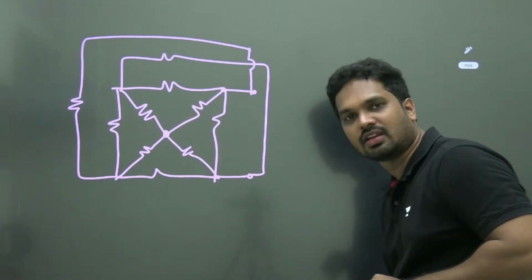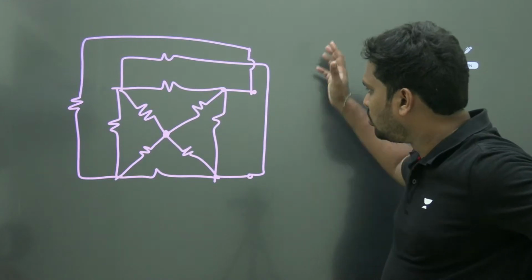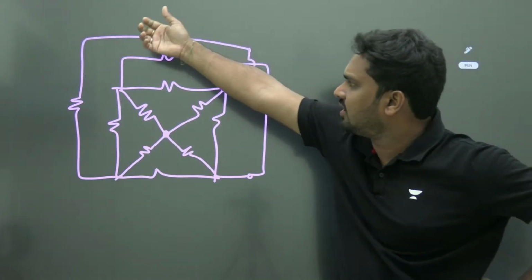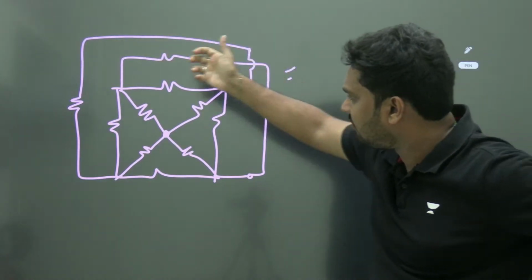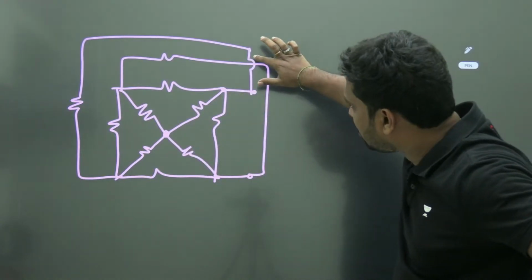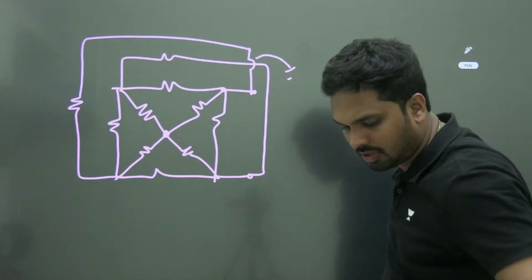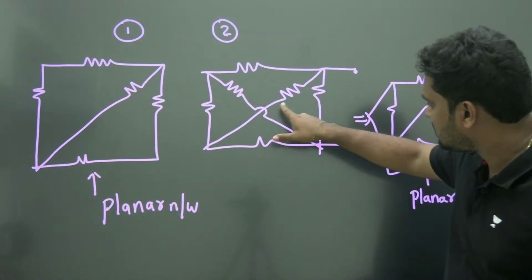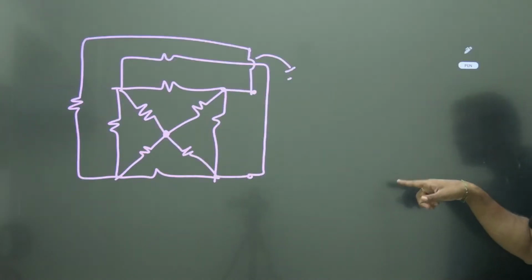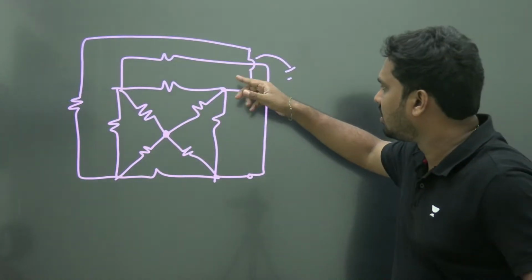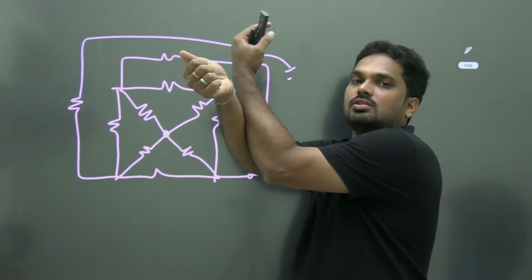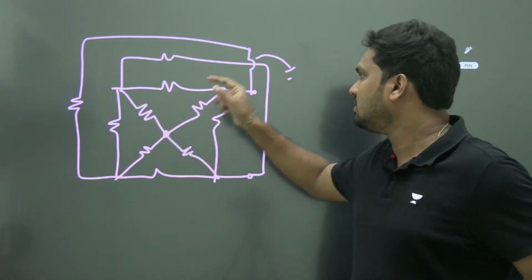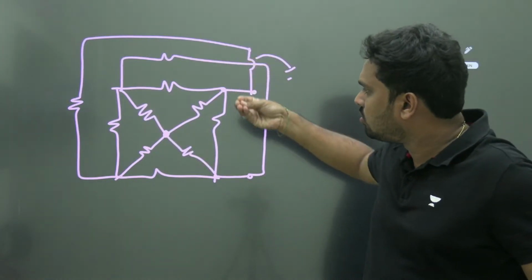इस केस में क्या होता है सर? You draw this network in any way. ये वायर इस साइड पे ड्रा करो, ये वायर इस साइड पे ड्रा करो. You cannot remove this crossing and draw it. But previous case में क्या हुआ सर? You can remove this crossing just by drawing it outside. But इस केस में ये वाला जो क्रॉस है ना, like this. इस केस में you cannot draw it outside this network.